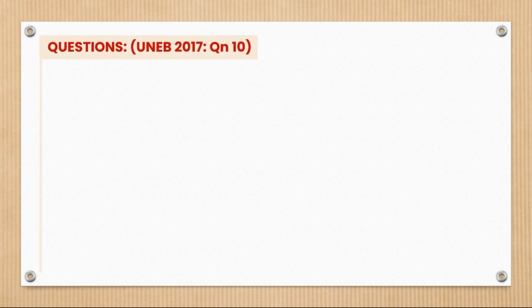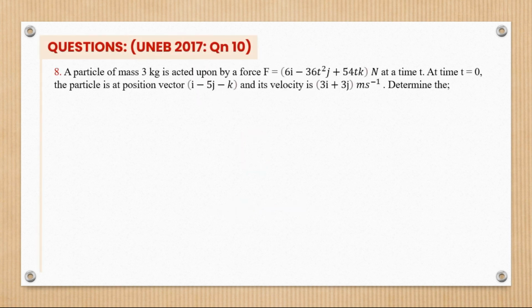So the next question is a question from UNEB 2017, and this was question number 10. We are told that a particle of mass 3 kilograms is acted upon by a force F, which is 6i minus 36t squared j plus 54tk newtons at a time t.